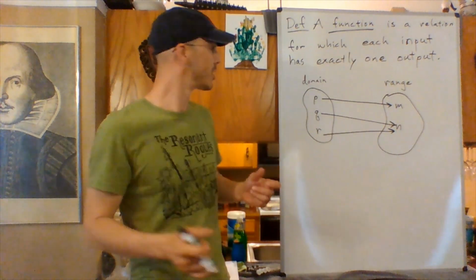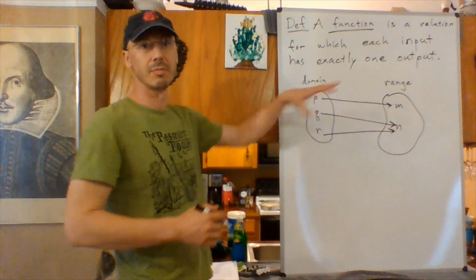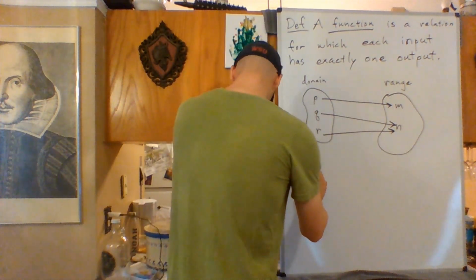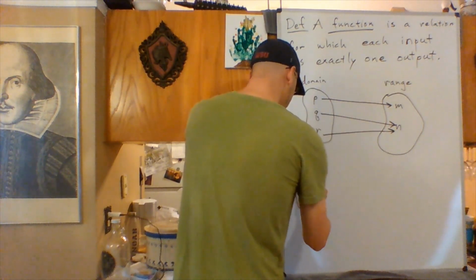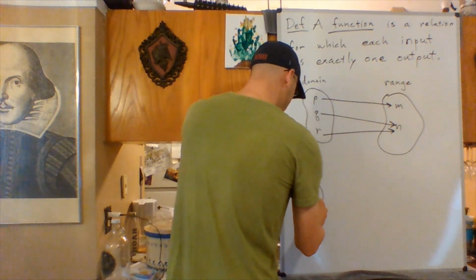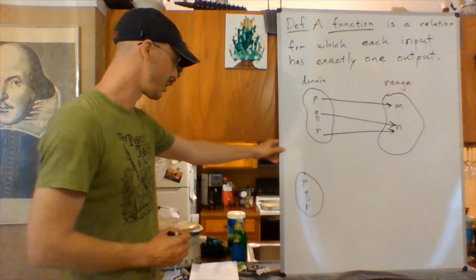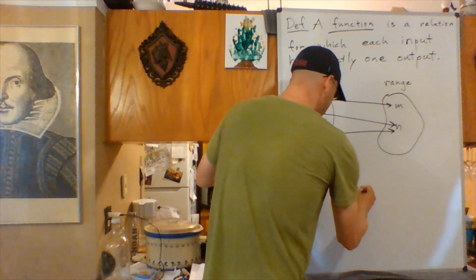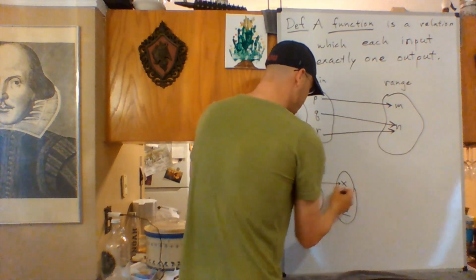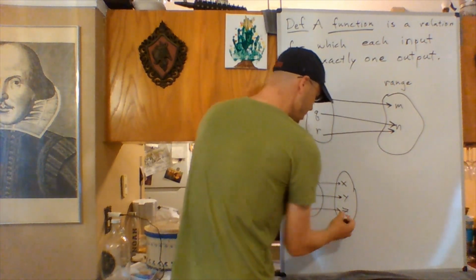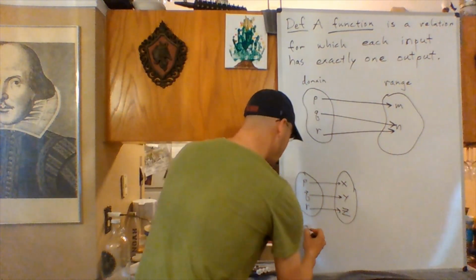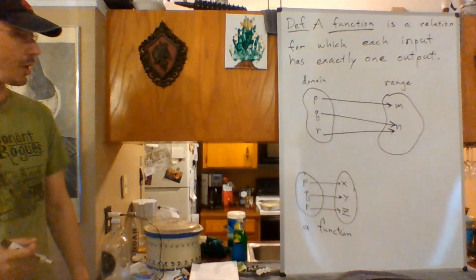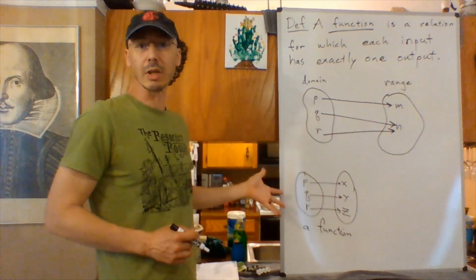So I'm going to continue with a couple more examples that'll show what a function is and what a function isn't in terms of these blobs. So first, let's look at this one where I have the inputs P and Q and R and the outputs X and Y and Z. And let's just keep it simple. Each one of these goes to one of those. And this is a function. Not much different than the one I did before.